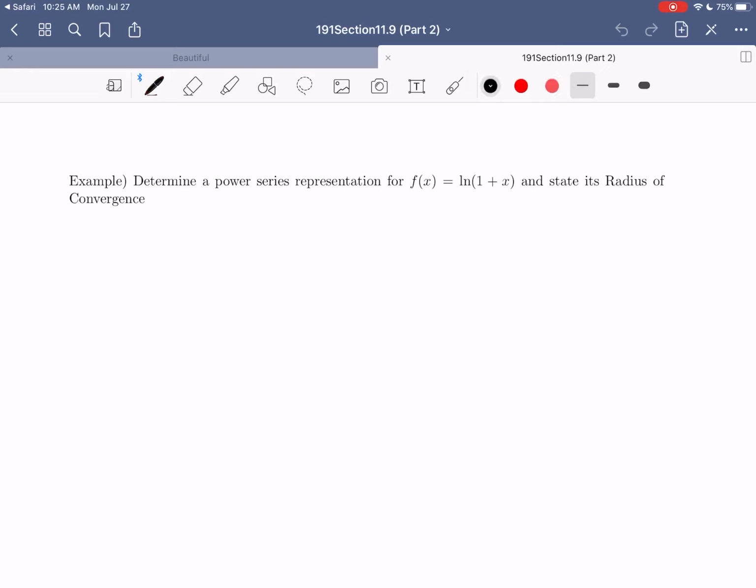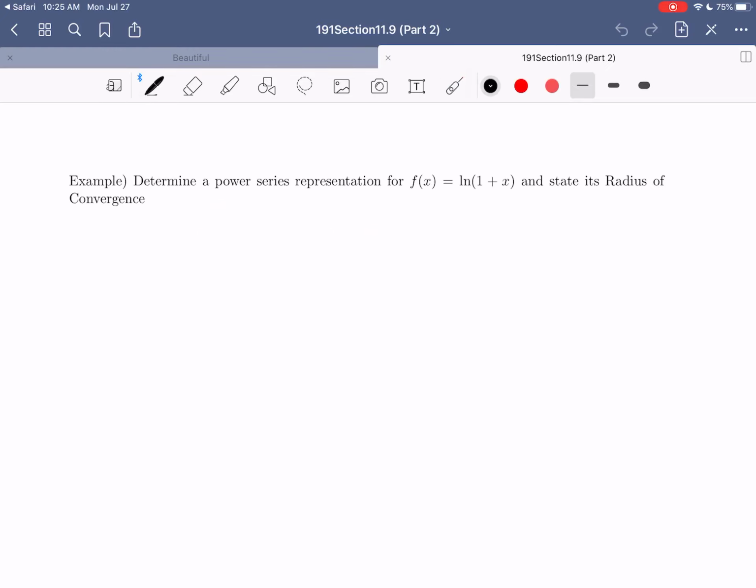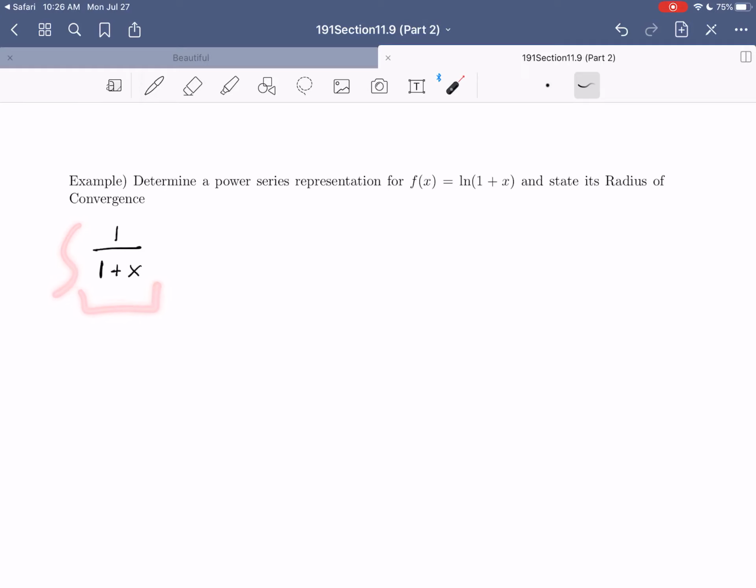Well, keep in mind, we still only have that one established series: the sum from n equals 0 to infinity of x^n is 1 over 1 minus x. So let's start by trying to manipulate that. Let's look at 1 over 1 plus x. The reason I'm going to look at this is it should be pretty clear with our knowledge of calculus how this relates to this. If I take the integral of this, it should come out as ln(1 plus x). So let's start with trying to manipulate this.